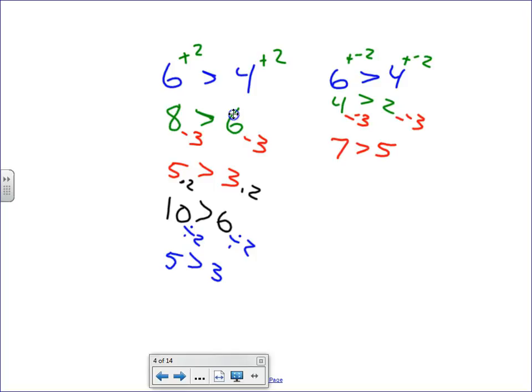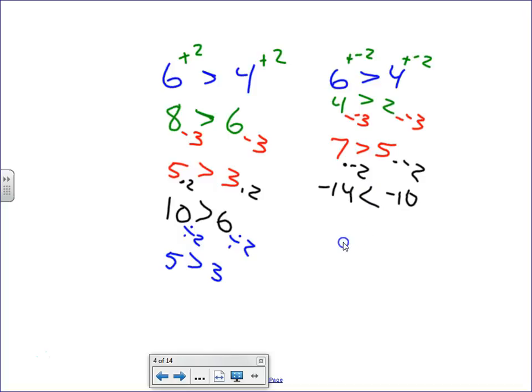Now, let's multiply by a negative. So multiply by negative 2. Multiply by negative 2 over here. That's negative 14, and this is negative 10. Now I know that negative 14 is less than negative 10. So you can see that when I multiply by a negative, that sign flips around.